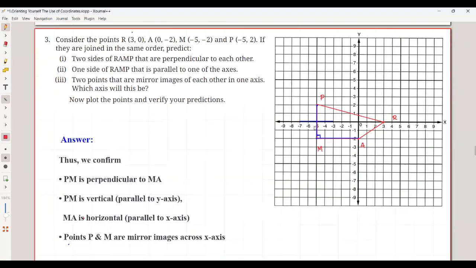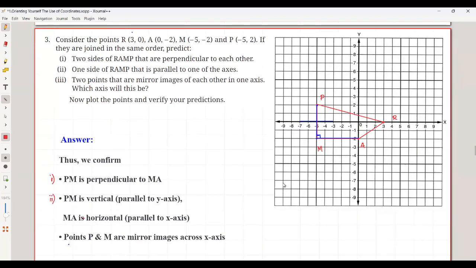So let me show the answer here. First, for the perpendicular sides, we can write PM is perpendicular to MA, because this forms 90 degrees. This is the answer for the first one. Second, they are asking about parallel. PM is vertical, so PM is parallel to the y-axis, and similarly MA is parallel to the x-axis. This is the answer for the second one.